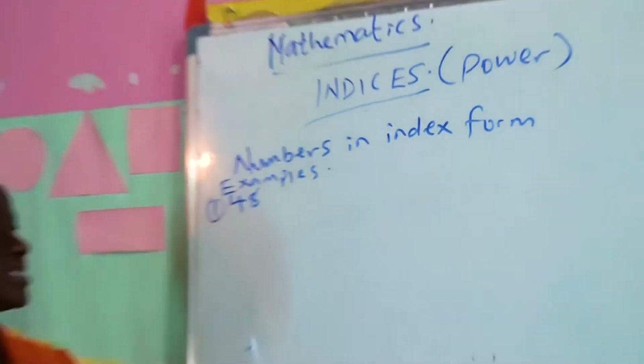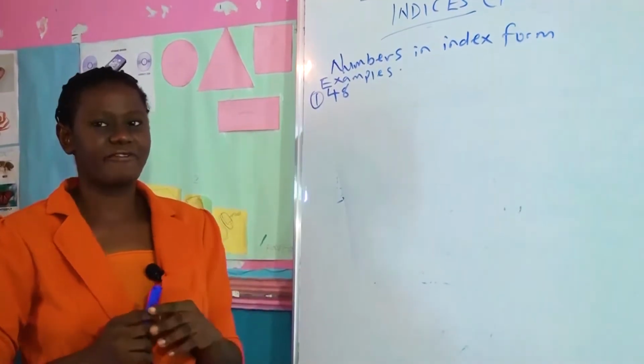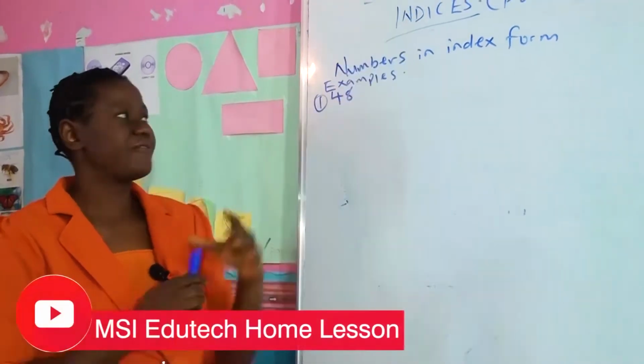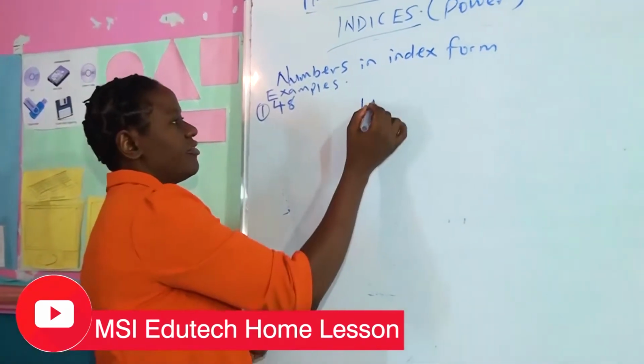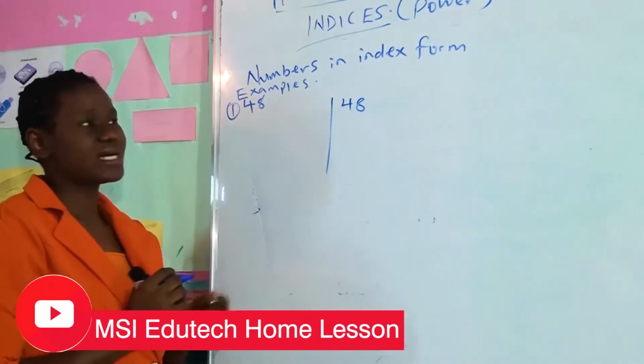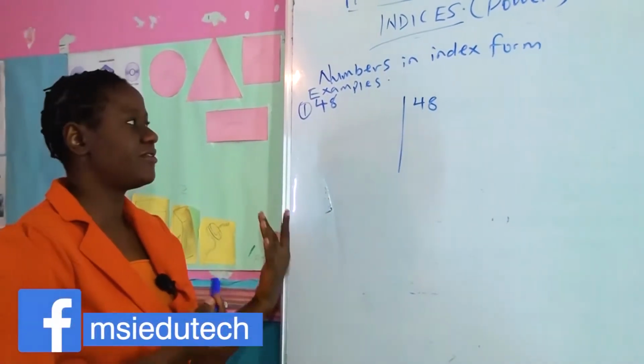Now this is 48. We want to write 48 in index form. In index form, what do we do? Go back to 48. What are the factors of 48? What are the numbers that could divide 48?